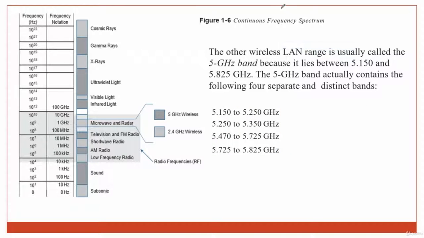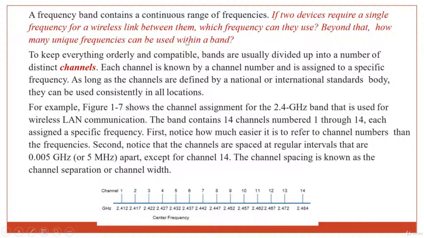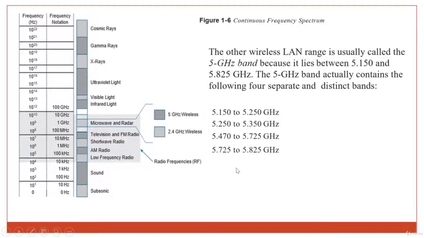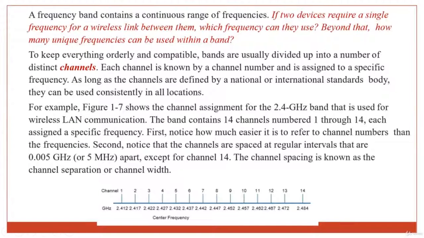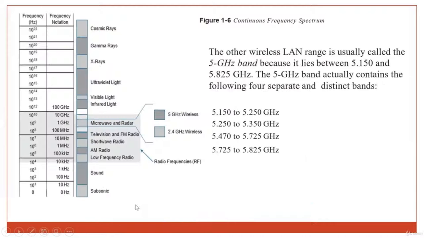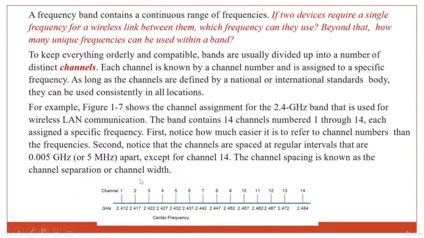Let me show you in the next slide. We have some examples related to that. So here you can see all this spectrum range shown here, and there's a difference in between the spectrum, and that is defined as a channel. So suppose for this particular range, 2.4 gigahertz, starting with 2.412 gigahertz, reaching to 2.484 gigahertz, we have 14 channels.